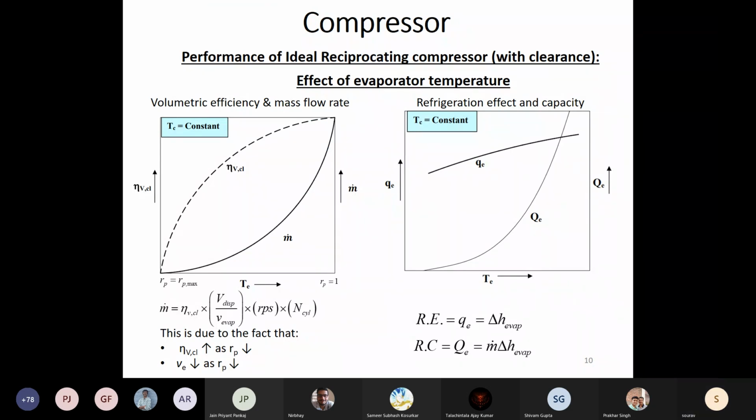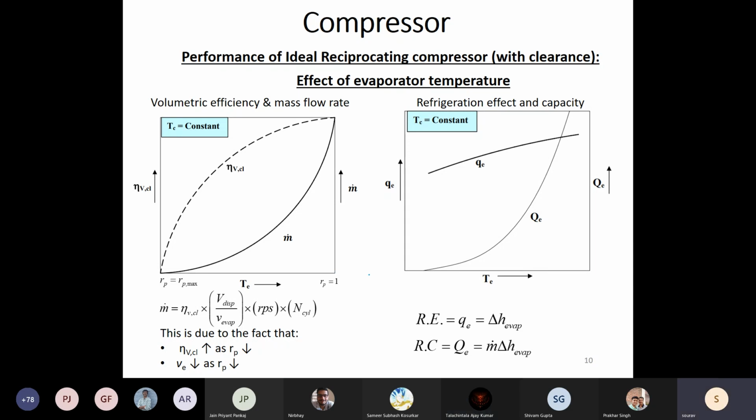Okay. So any doubts in the previous slide? Because now we will look at the next characteristic and then we'll multiply them. Because ultimately we are interested in the power consumed by the compressor and the refrigeration capacity, and not the effect. So we'll multiply the mass flow rate and the previous slide's enthalpy difference to get the final product.